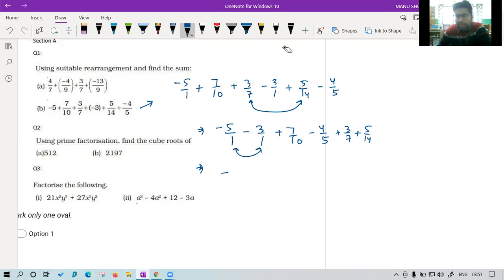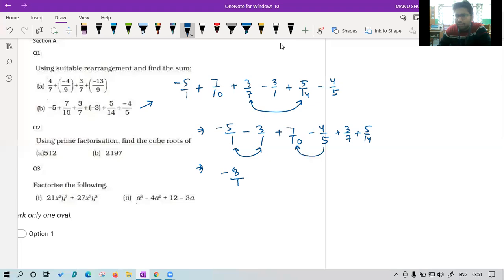It will give us minus 8, if I'm not wrong, because 1 is the LCM, and minus 5 and minus 3 becomes minus 8. If you have any issue with negatives, it is always better to take the negative common and then solve inside. So this time I have not taken the common negative. I have just directly added them.